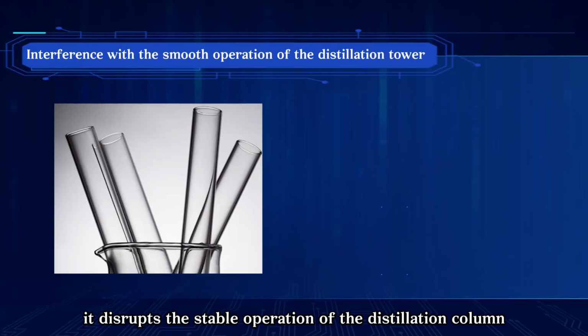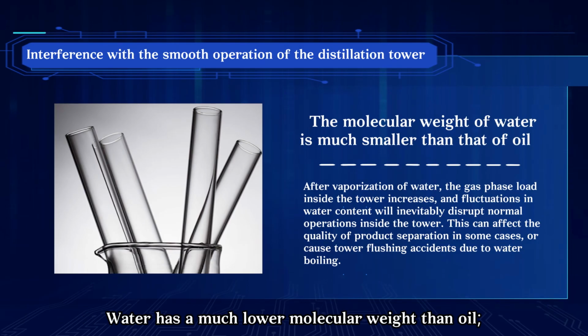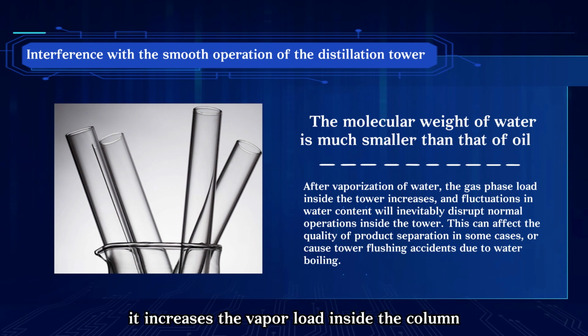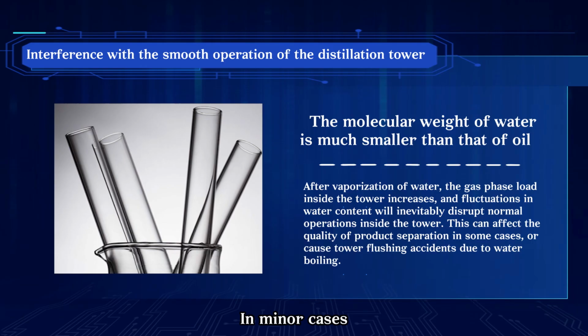Second, it disrupts the stable operation of the distillation column. Water has a much lower molecular weight than oil. After vaporization, it increases the vapor load inside the column. Fluctuations in water content inevitably disrupt the normal operation of the column. In minor cases, it affects product separation quality. In severe cases, it can cause column flooding accidents due to water's bumping.